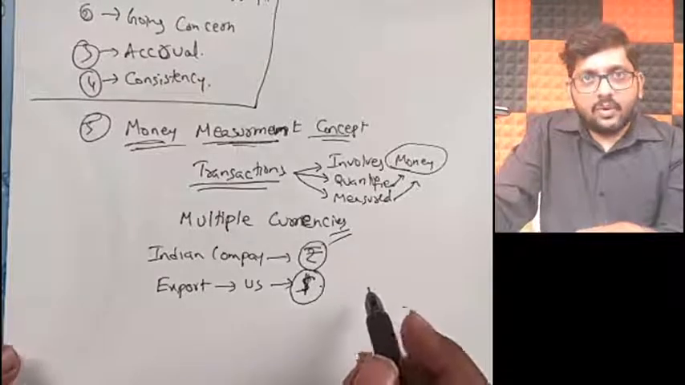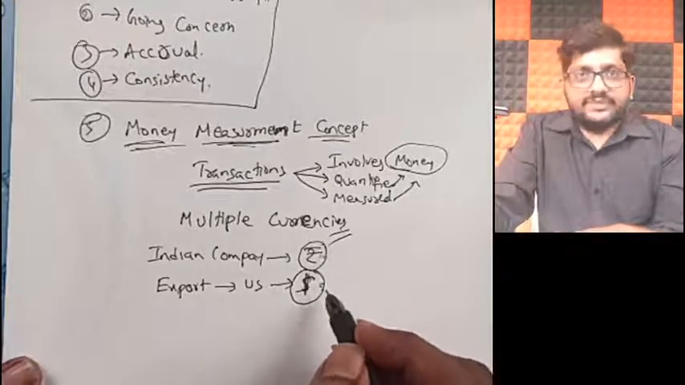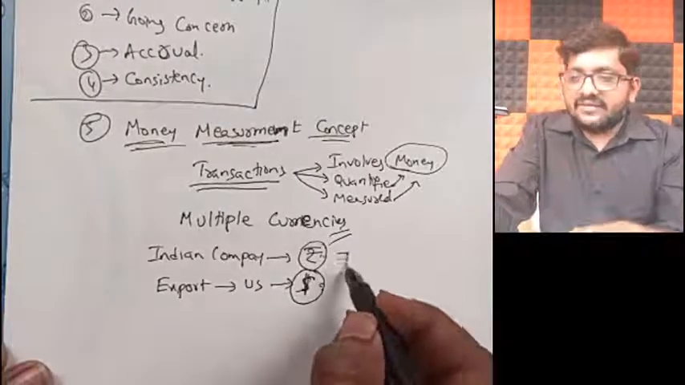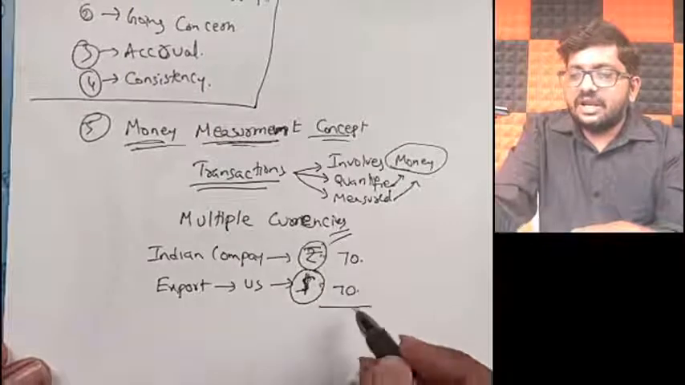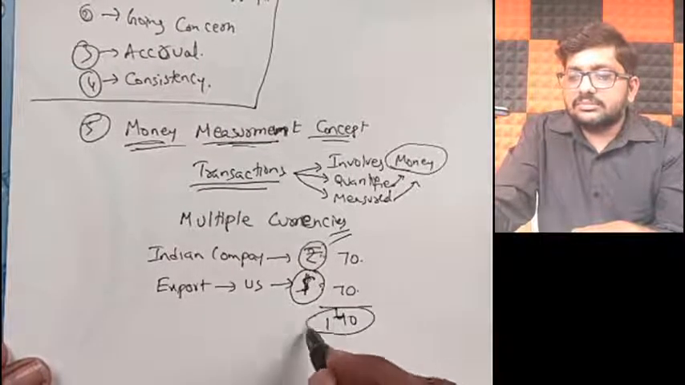Correct, friends? Now if I start making my accounting in both, it looks very awkward. Can you add 70 rupees and $70 and say something like 140 rupees, 140 something?